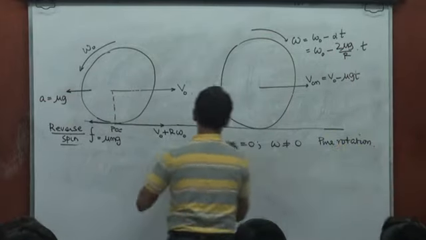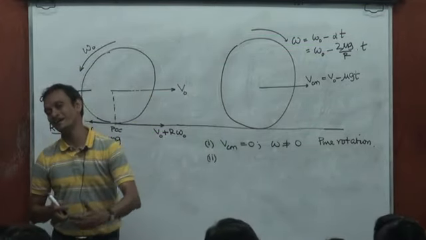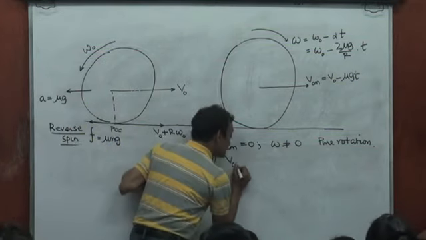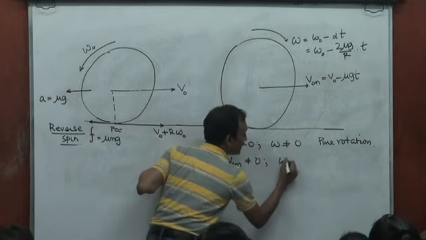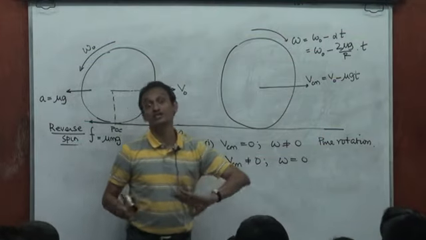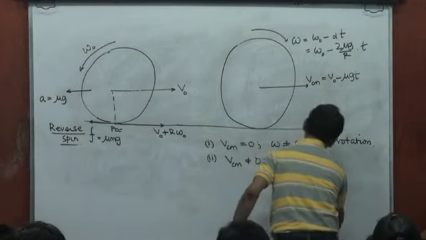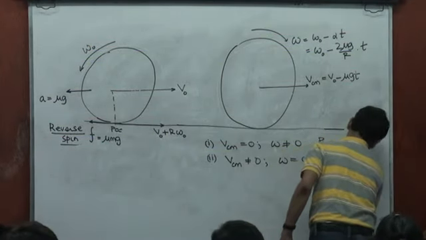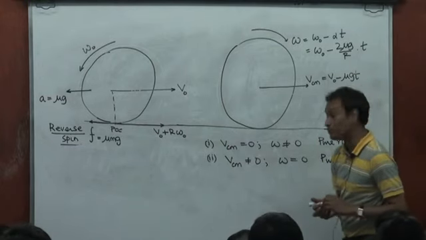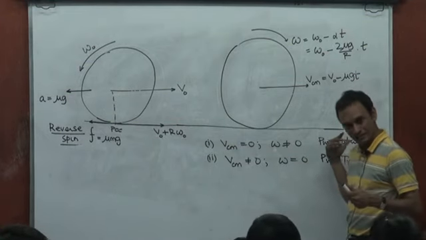Possibility 2: VCM is not 0, but omega is 0. That means it enters a pure translation regime. And again, from pure translation to pure rolling would be yet another phase.